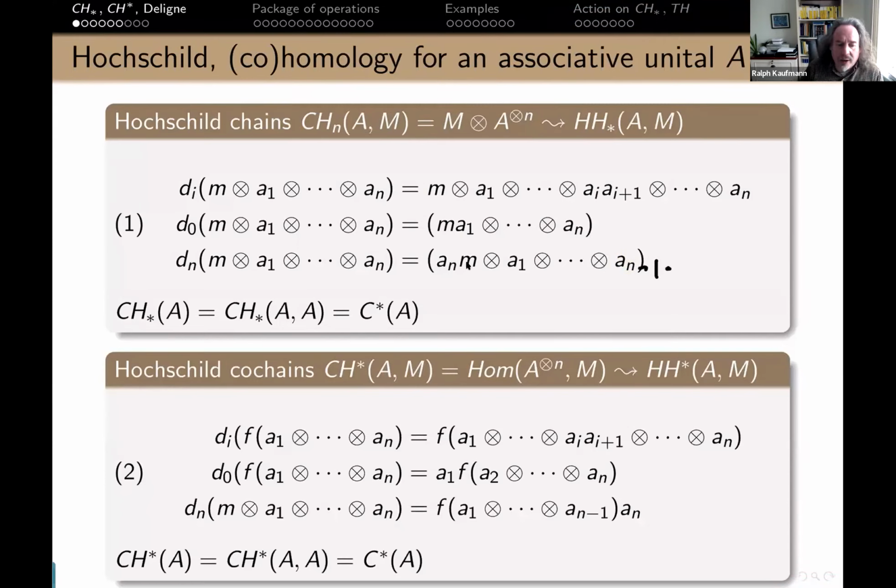Now cochains, in this case, we can write down as homomorphisms from A tensor N to M. Again I have differentials coming from multiplying the arguments, and because the function lands in this bimodule, I can again multiply from the left and the right by a1 and a_n. Taking the alternating sum in both cases, I get either Hochschild homology or Hochschild cohomology.